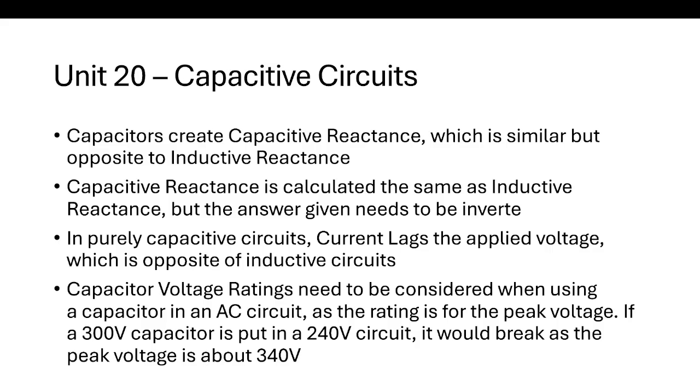Capacitor voltage ratings need to be considered when using a capacitor in an AC circuit, as the rating is for the peak voltage of the circuit. So if your circuit is 240 volts, your peak of that circuit is 340 volts. So then if you put a 300 volt capacitor in, it would break it.